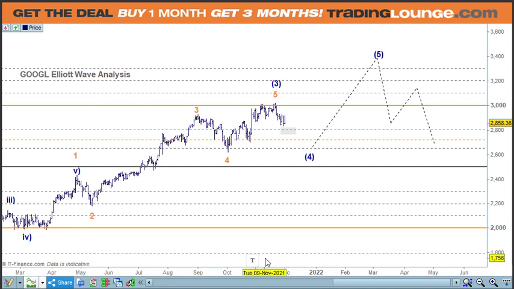So Google, we've been looking at this in two different ways. One of them is having a wave 3 top in here and then looking for wave 4. The other one is looking at this as wave 1 here and back for wave 2 and moving up. I don't think that's the case. I think we're in a wave 3 here because it's very typical.